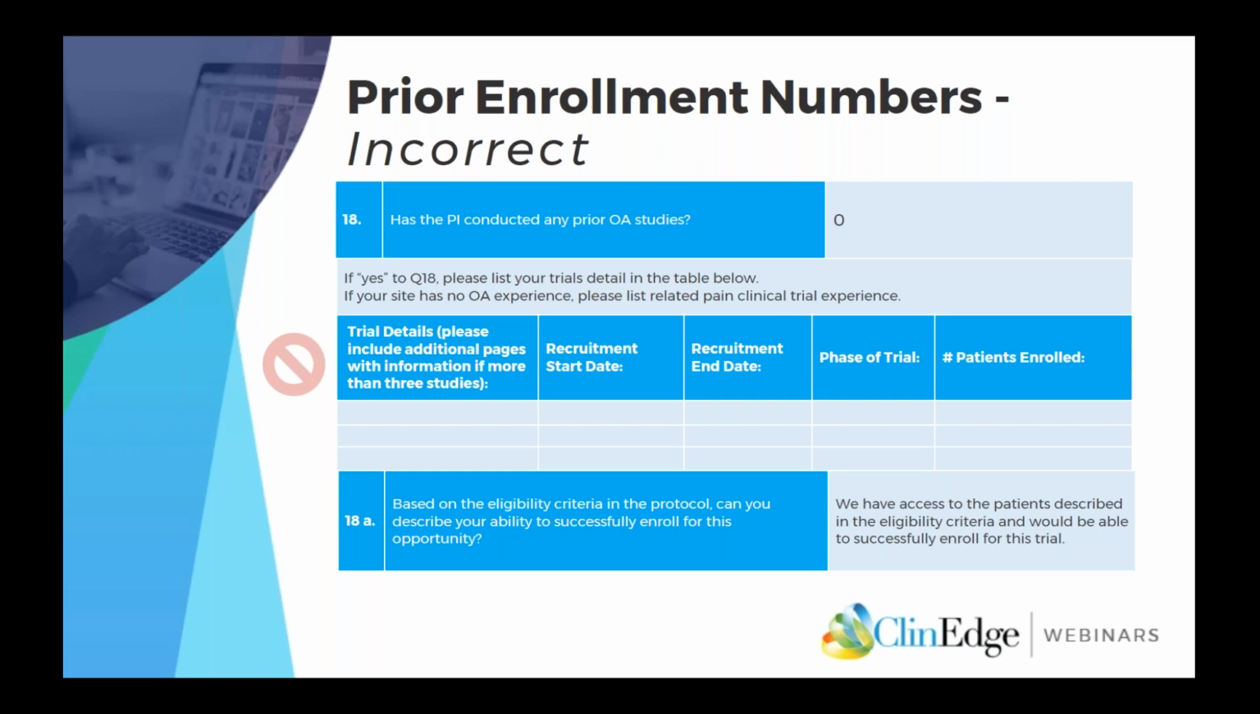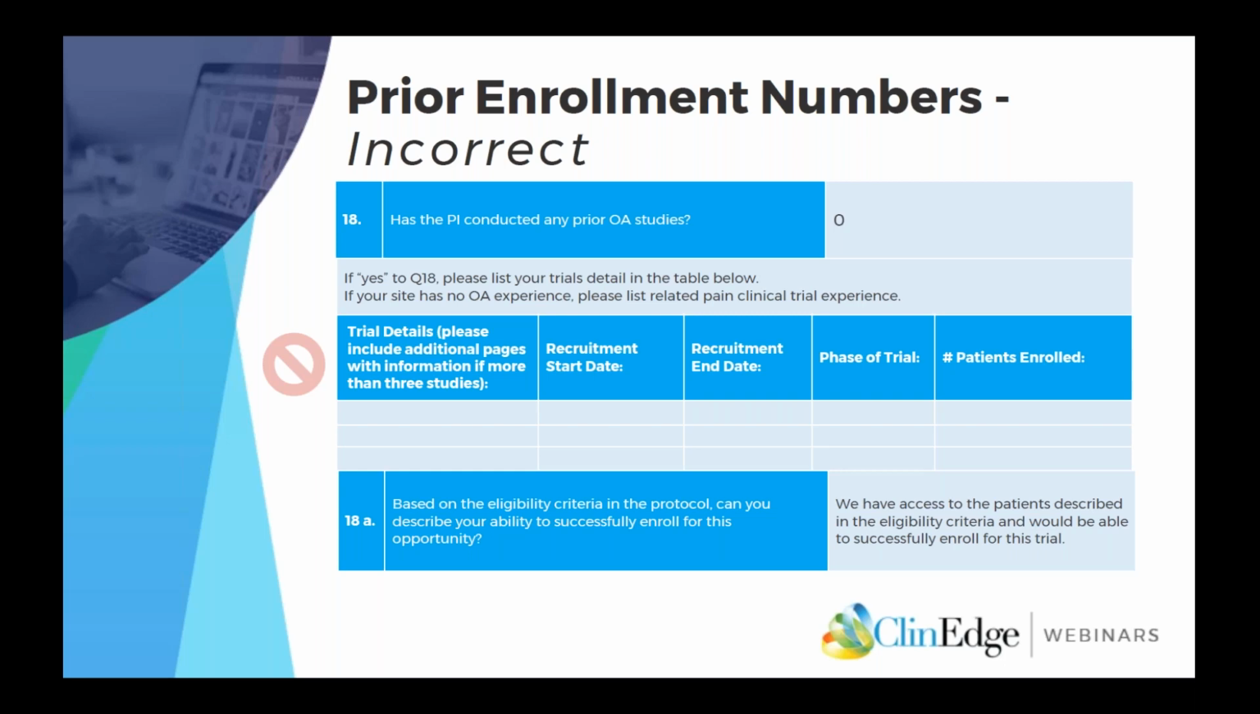And then in the second part, it's asking about the metrics. They didn't put any. Obviously, they won't have any OA of the knee trial experience. But if you notice, they may not have been paying attention. It says there, if your site has no OA experience, please list related pain clinical trial experience. So maybe they should have put some more information in there. So we'll see an example in a sec.